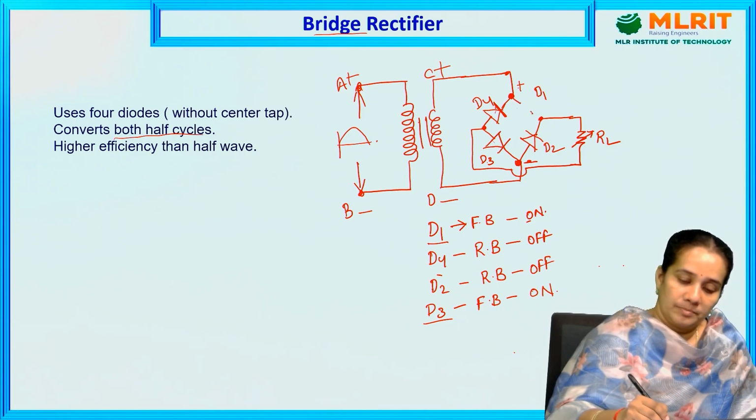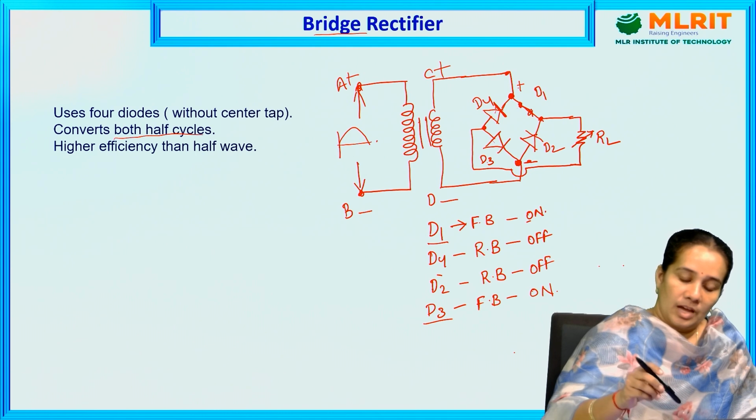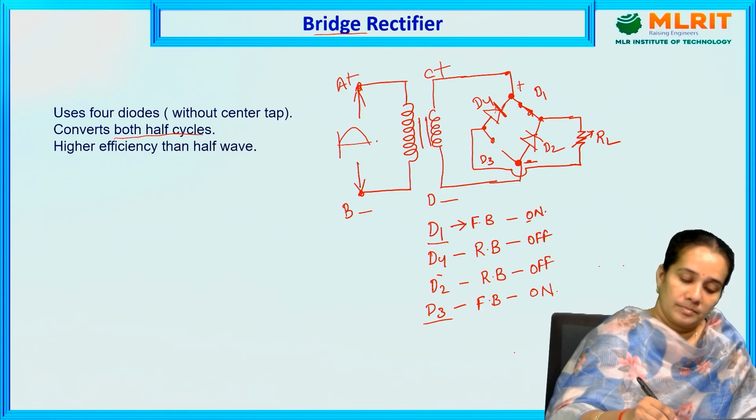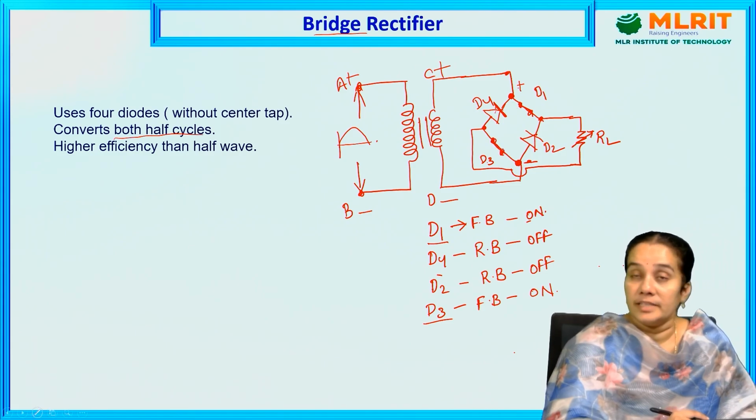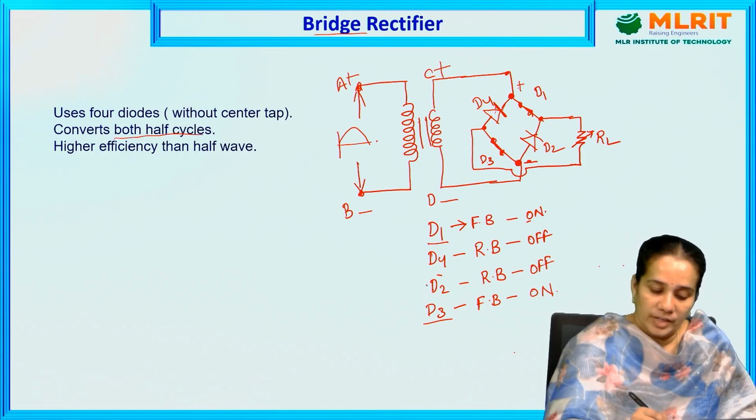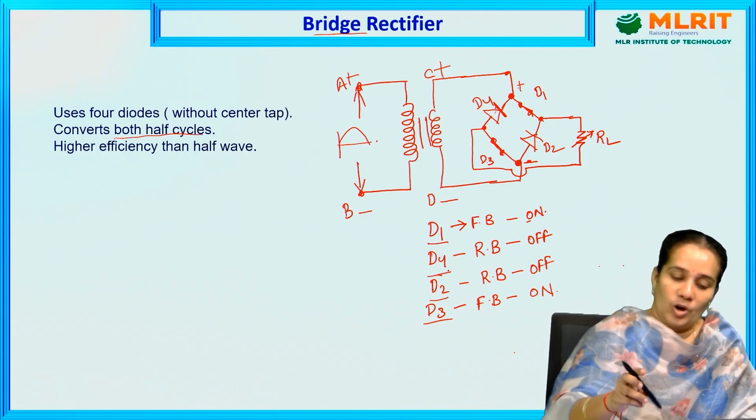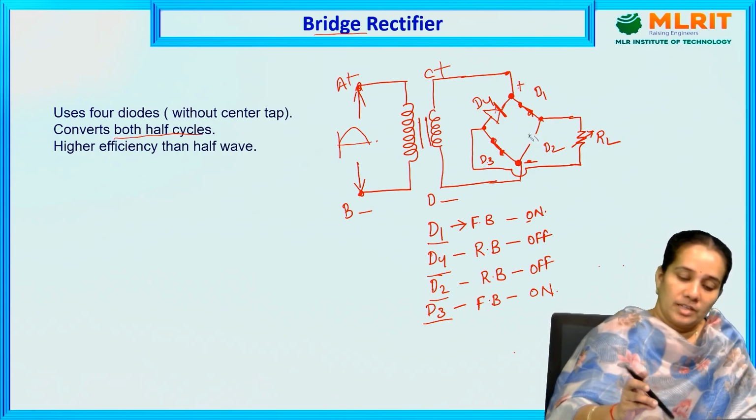D1 is in on state and D3 is in on state. D1 and D3 are in on state, whereas D2 and D4 are in off state. When it is in off state, then the circuit becomes open.